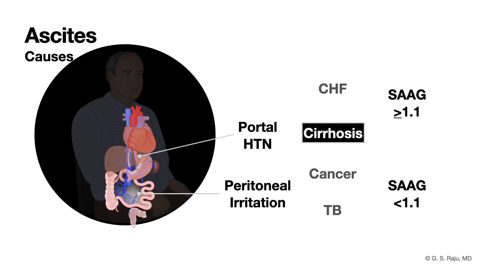So, two important causes for ascites: portal hypertension, peritoneal irritation. Portal hypertension, cirrhosis, and heart failure. Peritoneal inflammation or irritation, cancer, tuberculosis. A SAG of more than 1.1, you should think about portal hypertension, either cirrhosis or heart failure. A SAG of less than 1.1, most likely not portal hypertension. Think about peritoneal irritation, cancer, or tuberculosis.